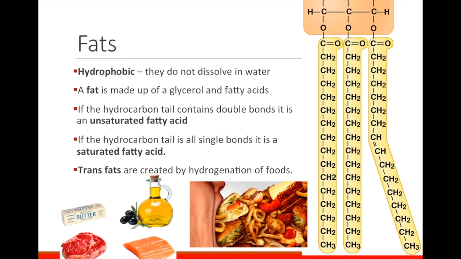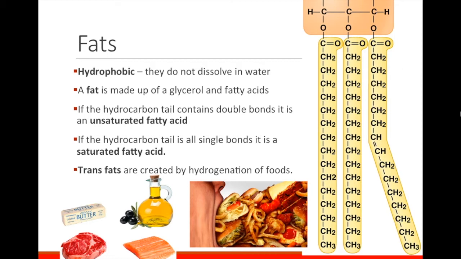There are three types of lipids: fats, phospholipids, and steroids. We'll start with fats. A fat is made up of two molecules, glycerol and fatty acids. On the right is a fat molecule called a triglyceride. It has one glycerol at the top in the orange compartment here, and three fatty acid chains in yellow.